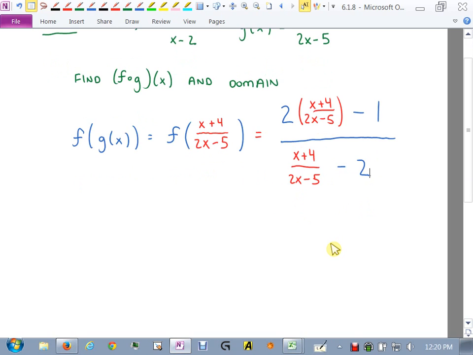Start warming it up. Yeah, that's a nice mess, isn't it?